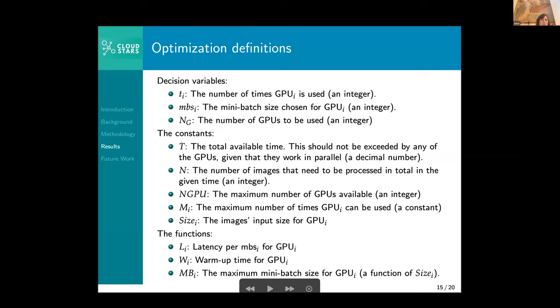As constants, we have the total available time for the request, the number of images that need to be processed, the maximum number of GPUs, the maximum number of times that a GPU can be used, and the image input size for such a GPU. And then we have the functions: the latency per minibatch size, the warm up per minibatch size, and the maximum minibatch size for a GPU.